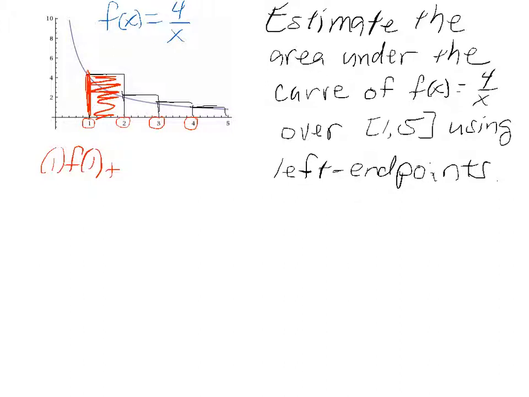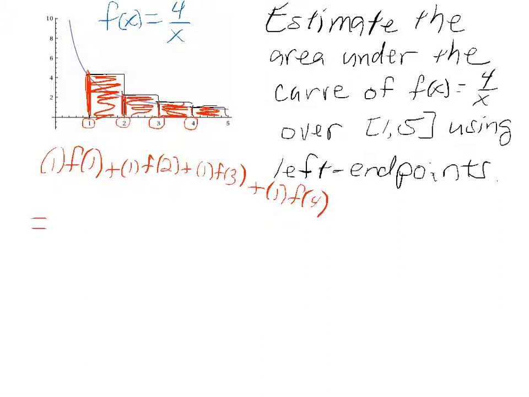Then I add the area of this rectangle. The width here is still 1, and to get the height, we plug in f of 2, that is this height here. Similarly, I plug in 1 for the width of this next rectangle, and its height is given by f of 3, plus the area of this rectangle, whose width is 1 and whose height is given by f of 4.